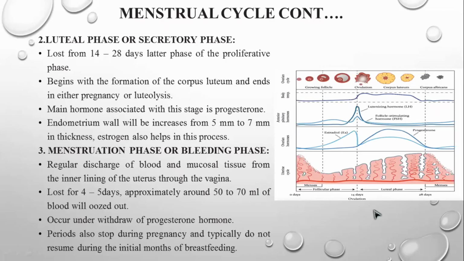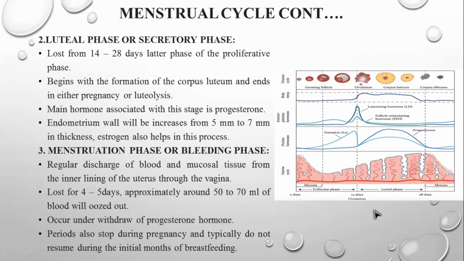Approximately 50 to 70 ml of blood will ooze out from the uterine layer. This blood contains a lot of thick tissue, and its viscosity also varies. Why? Because it's not normal blood. This blood contains the follicular tissues as well as the mucosal tissues of the endometrium with some thick layers. It comes out through the vagina and is ejected out. And it occurs under the withdrawal of the progesterone hormone. What happens at this stage? Your progesterone hormone stops being secreted.